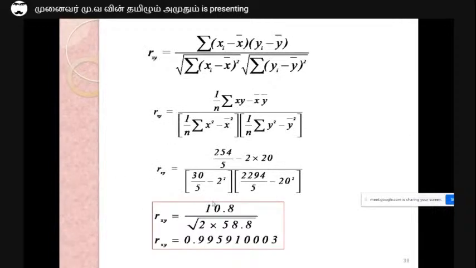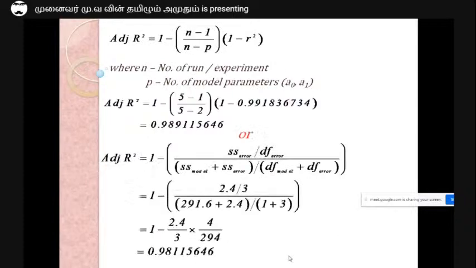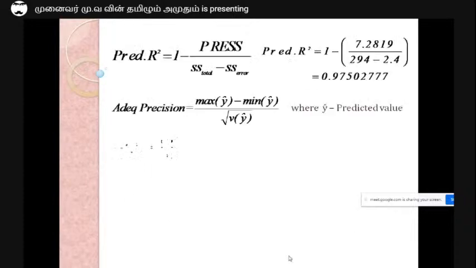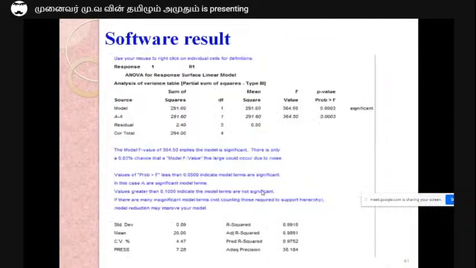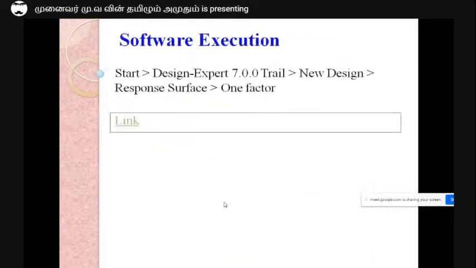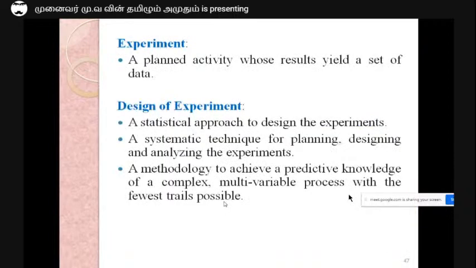Calculation of correlation coefficient, adjusted R square, the predicted R square, and ANOVA. This we have seen in the Design Expert chapter itself. Design of Experiments and what we can do with it: a planned activity whose results yield a set of data is an experiment. DOE is a statistical approach to plan our experiments.